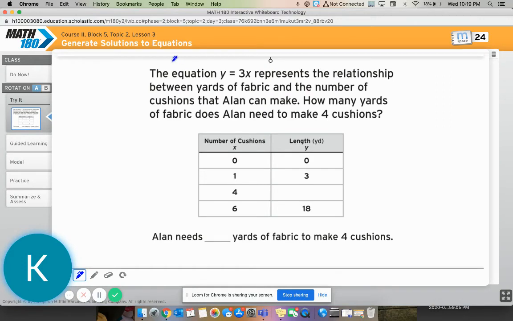Page 24, what we have is the equation y equals 3x represents the relationship between yards of fabric and the number of cushions that Alan can make. How many yards of fabric does Alan need to make 4 cushions? So what that means is what is this mystery number here? Hopefully, as you're looking at this, you're looking for your multiplicative relationship going left to right. And hopefully what you're seeing, especially in the second row here, is that we have times 3. So 4 times 3 equals 12. So Alan needs 12 yards of fabric to make 4 cushions.